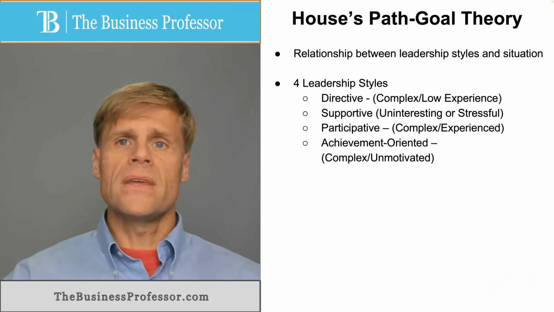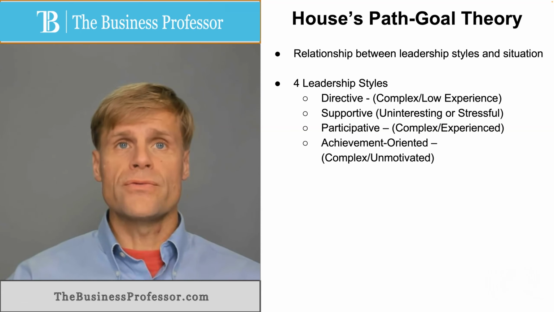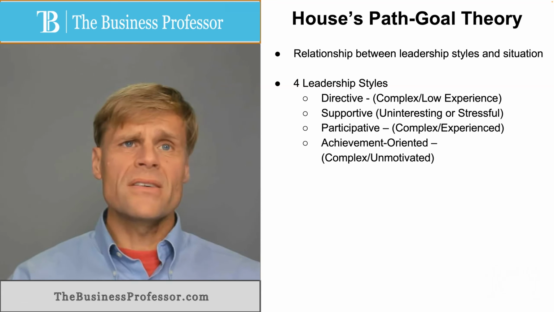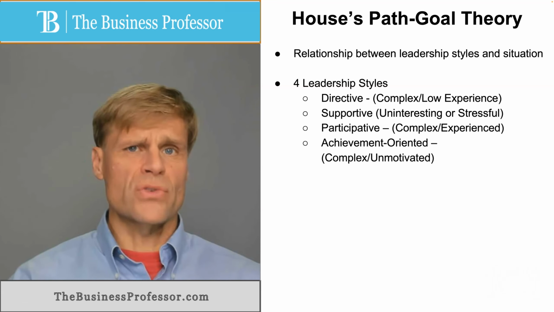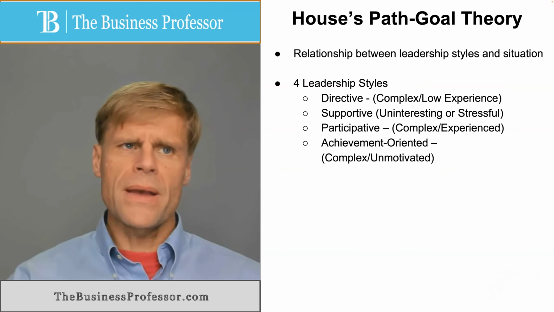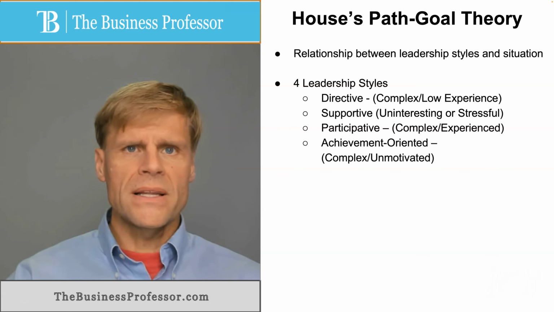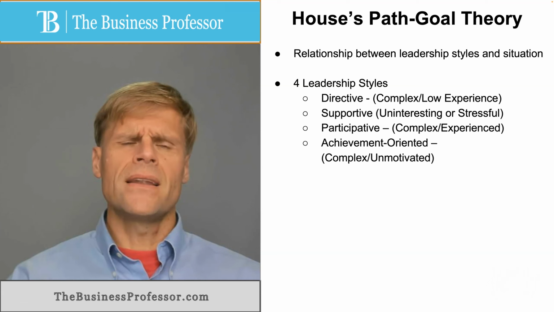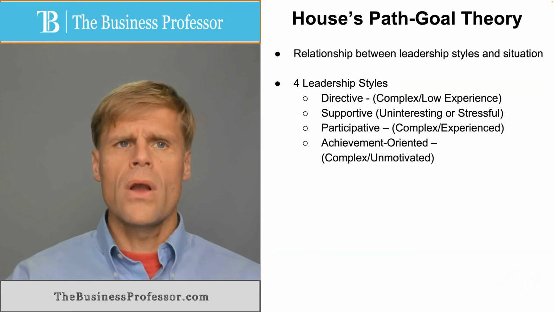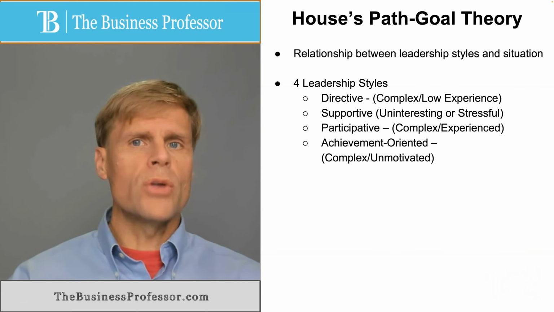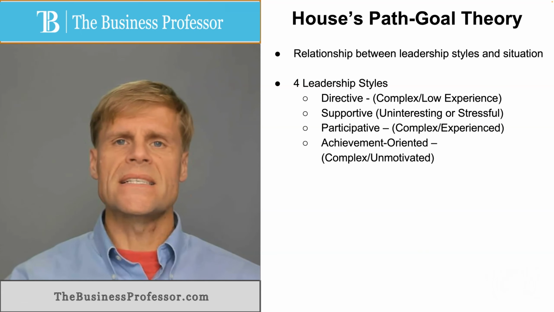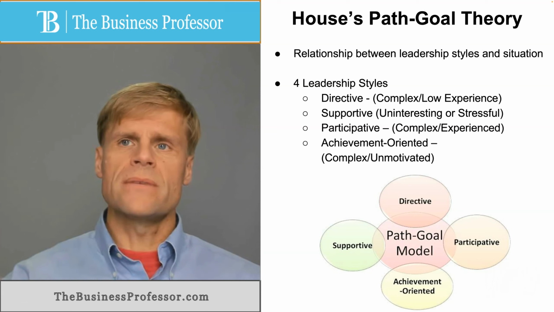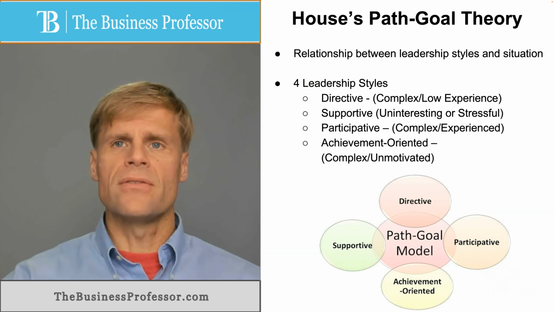Okay, so the directive style is often used for complex scenarios and low experienced employees. Supportive style is when you have uninteresting or stressful work. Participative style is good when it's complex scenarios and you have experienced subordinates. And then when you have a complex scenario and/or the employee is unmotivated, the achievement-oriented style is generally best. So these are the 4 leadership styles that would be used in any given scenario.